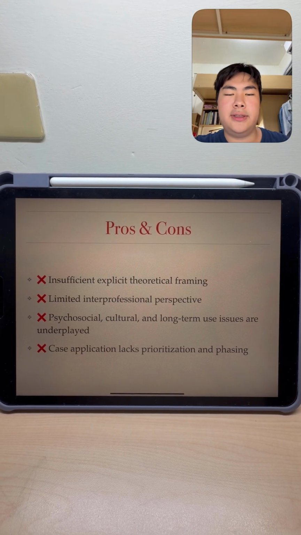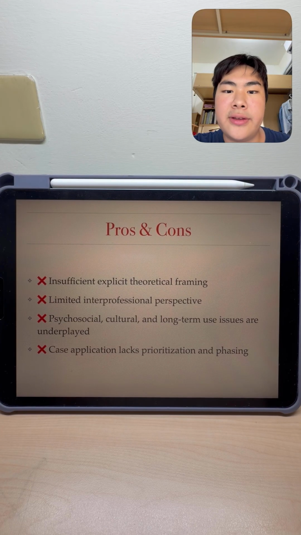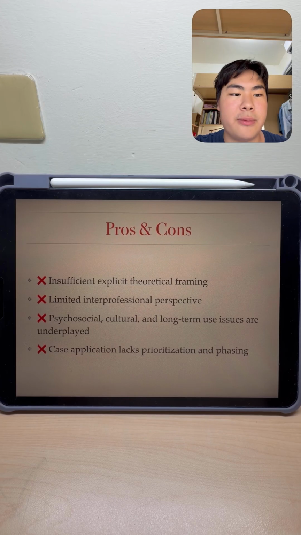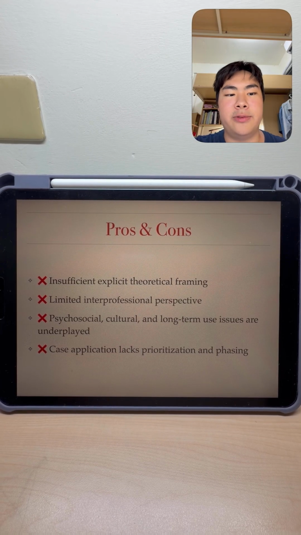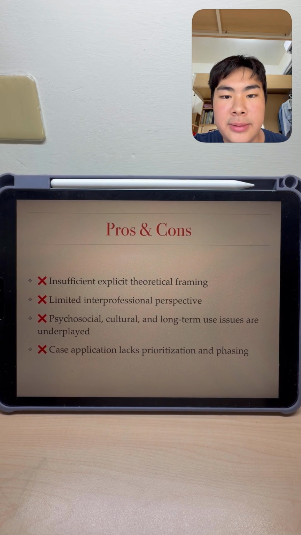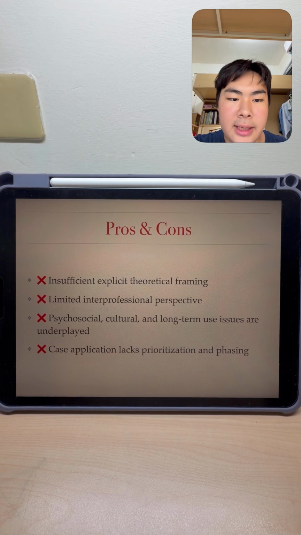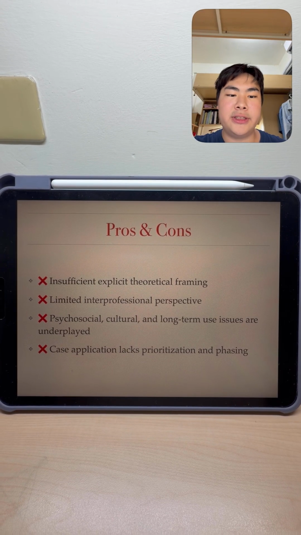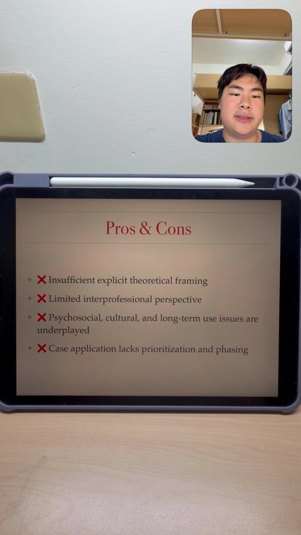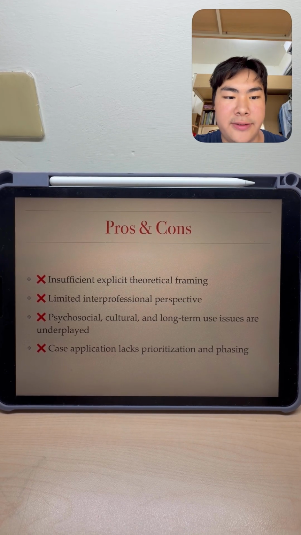However, they still have some disadvantages, such as insufficient explicit theoretical framing. The content implicitly reflects modern frameworks, but these are never named or briefly explained. And the second, limited interprofessional perspective. PT is rightly emphasized in the second prompt, but OT, orthopedists, physicians, or nurses are not clearly situated. However, this is team-based decision-making, and role boundaries and collaboration are underdeveloped.